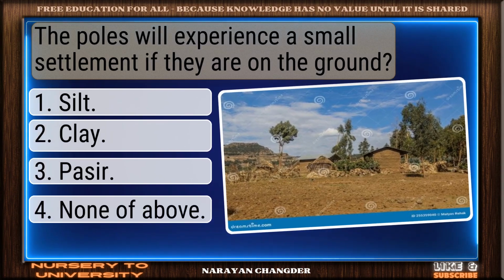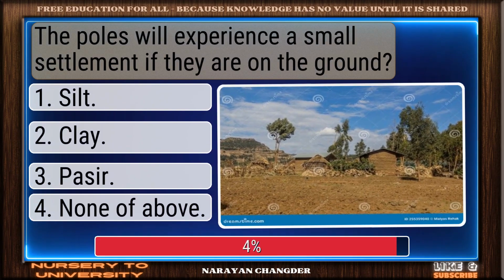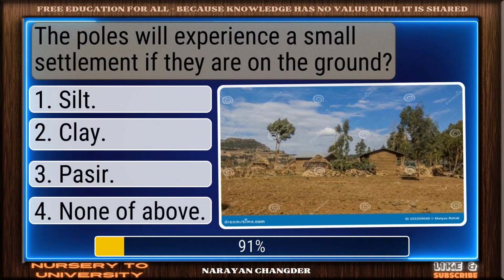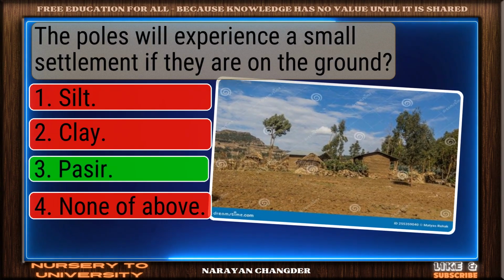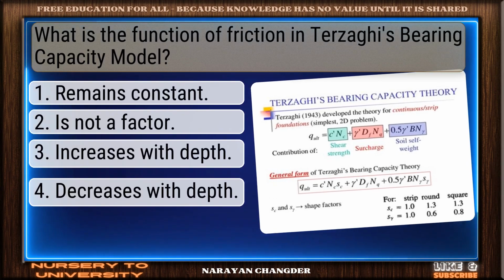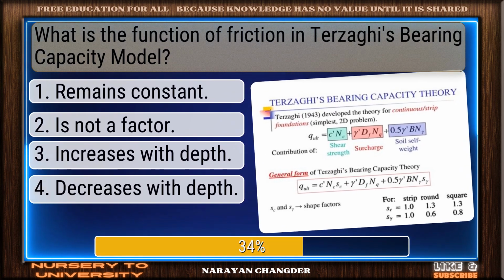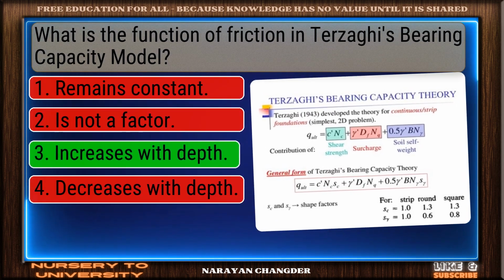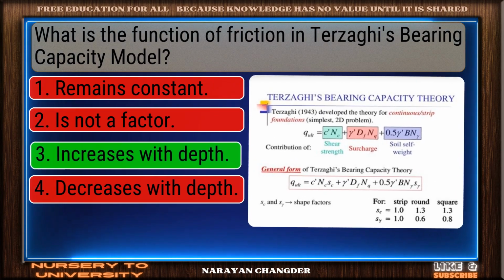The poles will experience a small settlement if they are on the ground. Great job. Bezier is the accurate answer. What is the function of friction in Terzaghi's bearing capacity model? Nice work. You chose increases with depth, and it is correct.